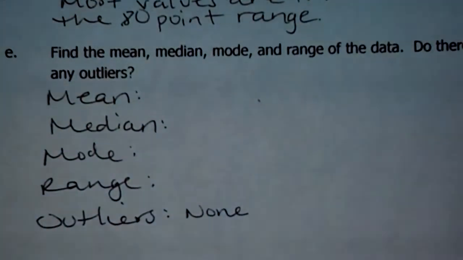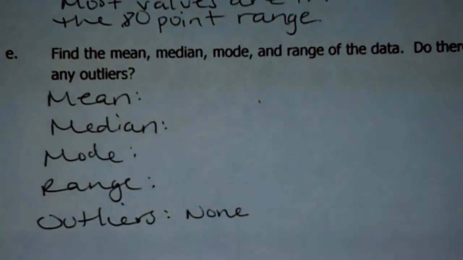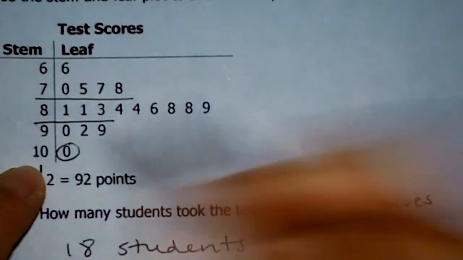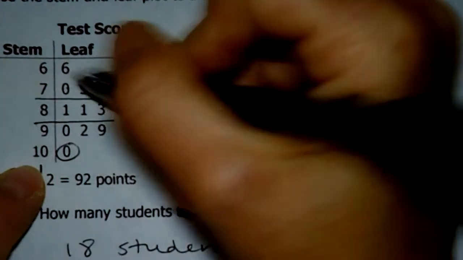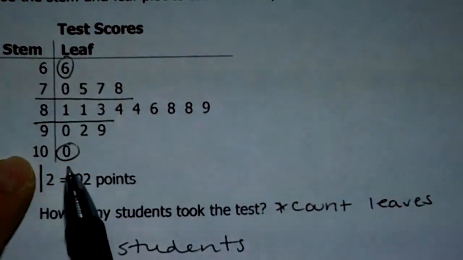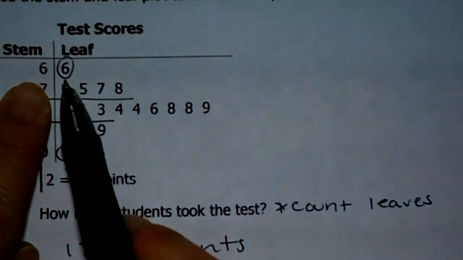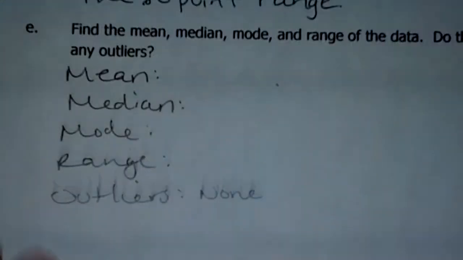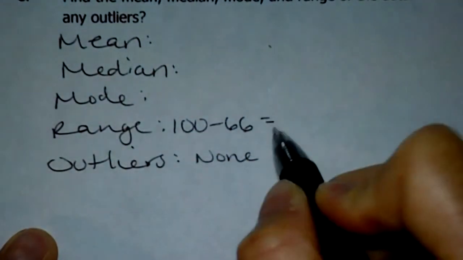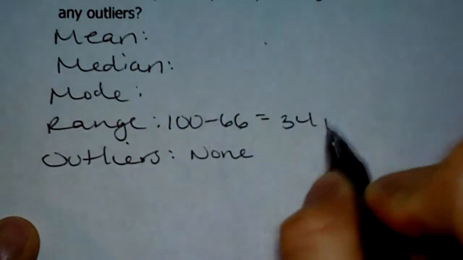Nice. All right, the next easiest to find, I would say, would be range. We're going to end up going backwards on this. So for range, range is high minus low. When you look at a stem and leaf plot, to find the highest value, you look for the very last leaf, and the lowest value, you look for the very first leaf. So the last leaf, this 0, means 100, and the first leaf, this 6, means 66. So high minus low would be 100 minus 66. That means your range is 34 points.